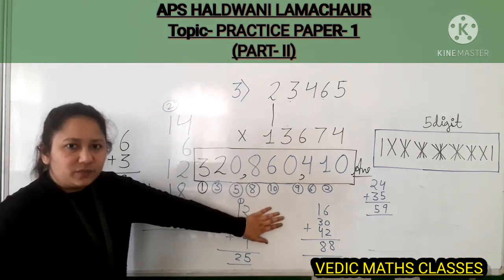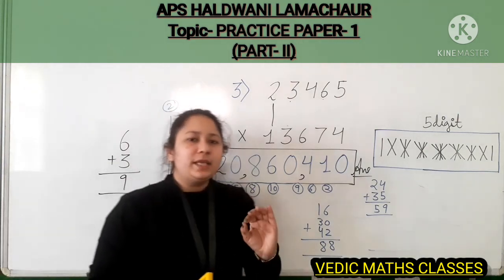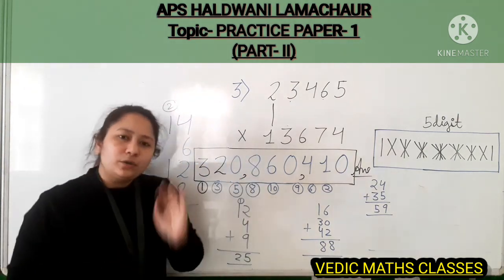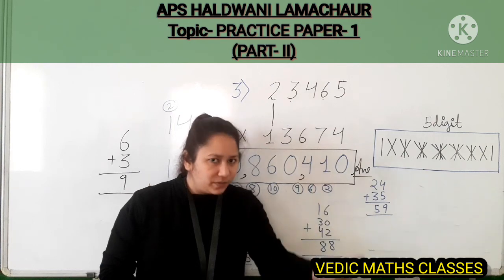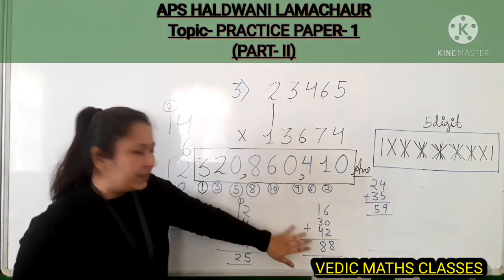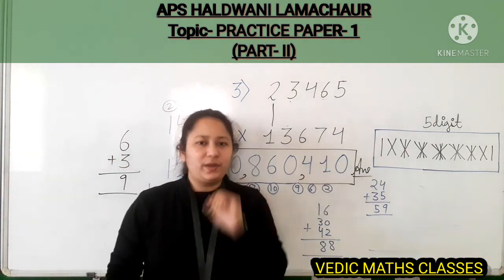With this video kids, we have completed our multiplication IXI method 2 digit. I have explained you in the previous video. Today we have completed 3, 4 and 5.